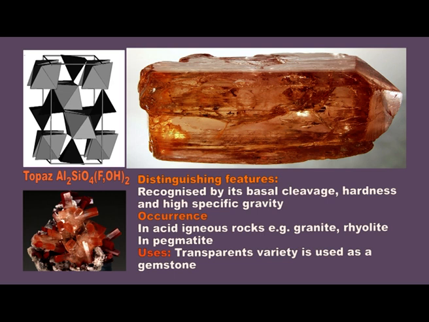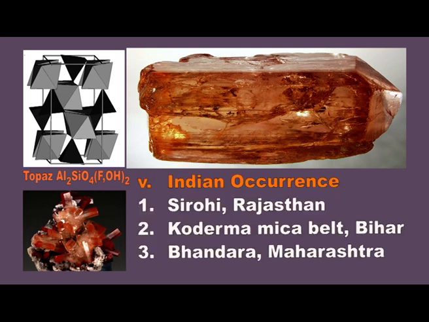Occurrences: in acid igneous rocks, for example granite or rhyolite, and in pegmatites. Uses: the transparent variety is used as a gemstone. Indian occurrences: Sirohi district of Rajasthan, Kodarma mica belts, Bihar, Bhandara district of Maharashtra.